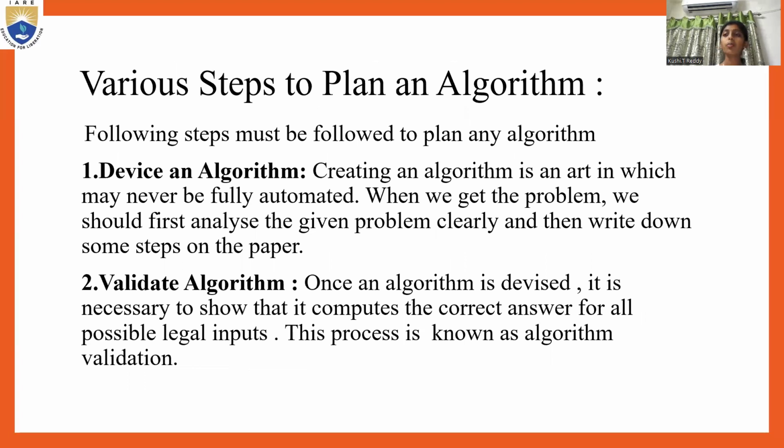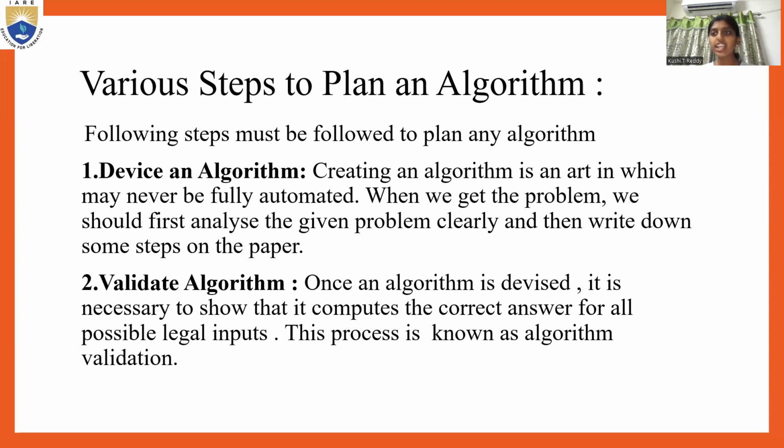So now we'll know how to plan an algorithm. There are various steps that you have to follow. Following steps must be followed to plan an algorithm. First is devise an algorithm. Creating an algorithm is an art which may never be fully automated. When we get the problem, we should first analyze the given problem clearly and then write down steps on the paper. So first is devising an algorithm.